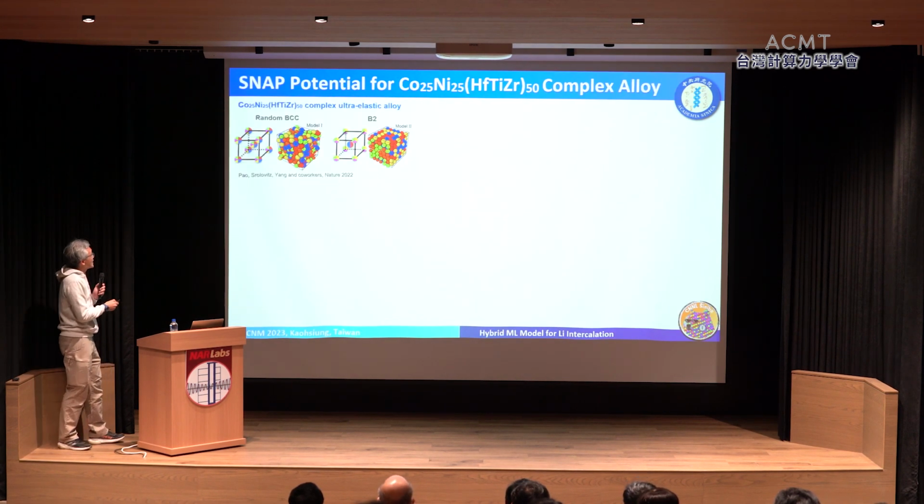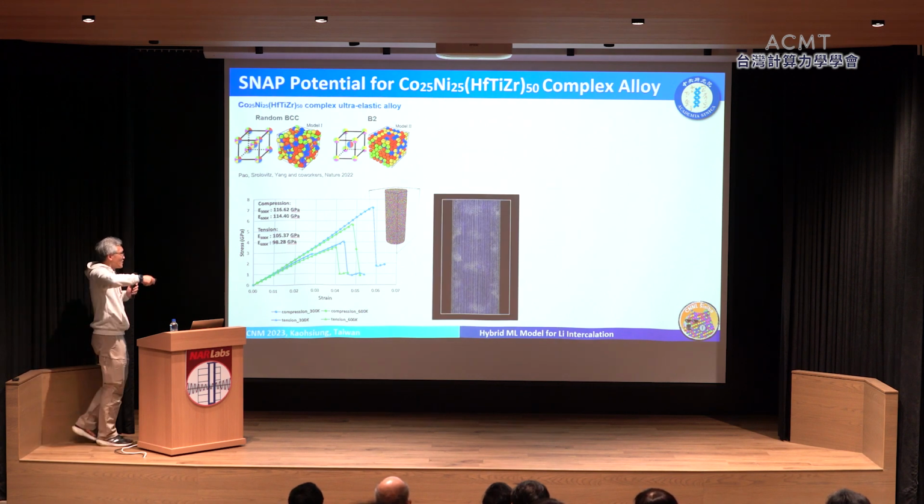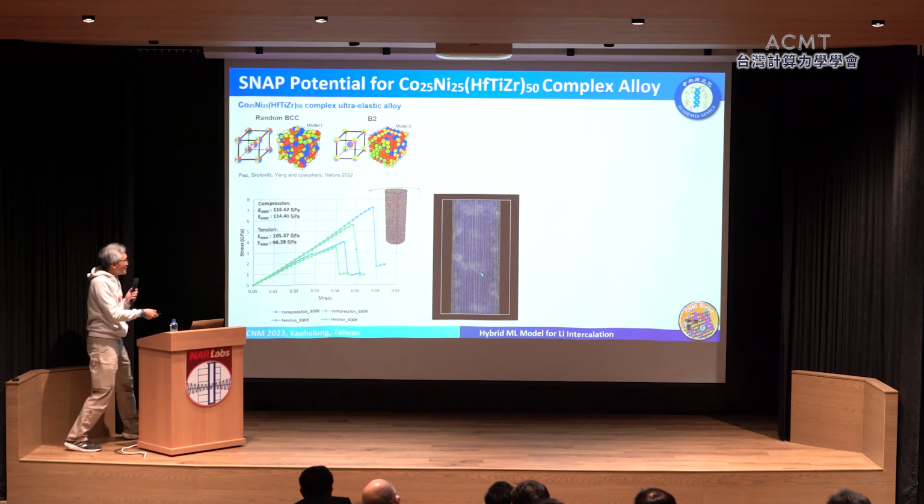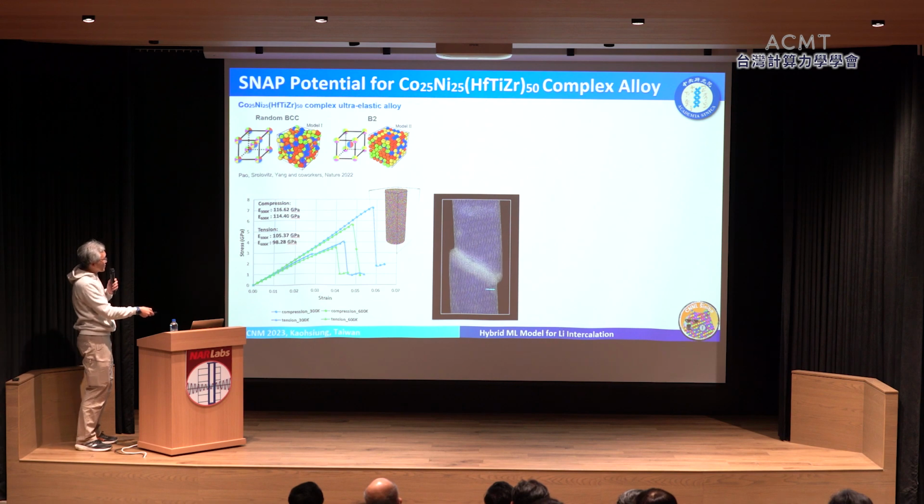And with this, we can perform very large-scale simulations. These results are from DFT calculation, and these are basically the size limits that allow us to use DFT. But using the machine learning potential, we can do this. This is the simulation of a compression of a nanopillar of this alloy. And you can find dislocation nucleation and the formation of an amorphous shear band. This is identical with the experimental observations.